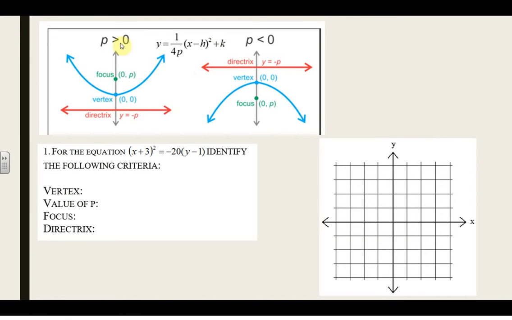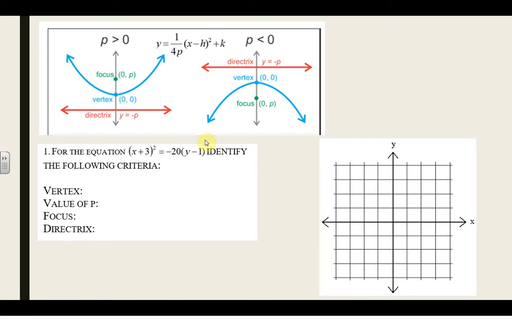You got to remember your p-value. It's the distance between the vertex and the focus, or the distance between the vertex and the directrix. The directrix is a line, the focus is a point, right? You got to know this stuff.